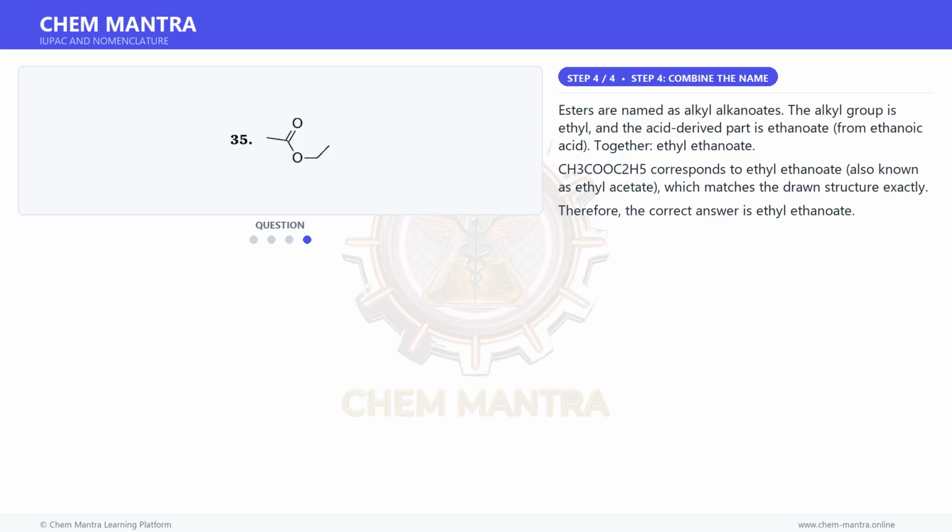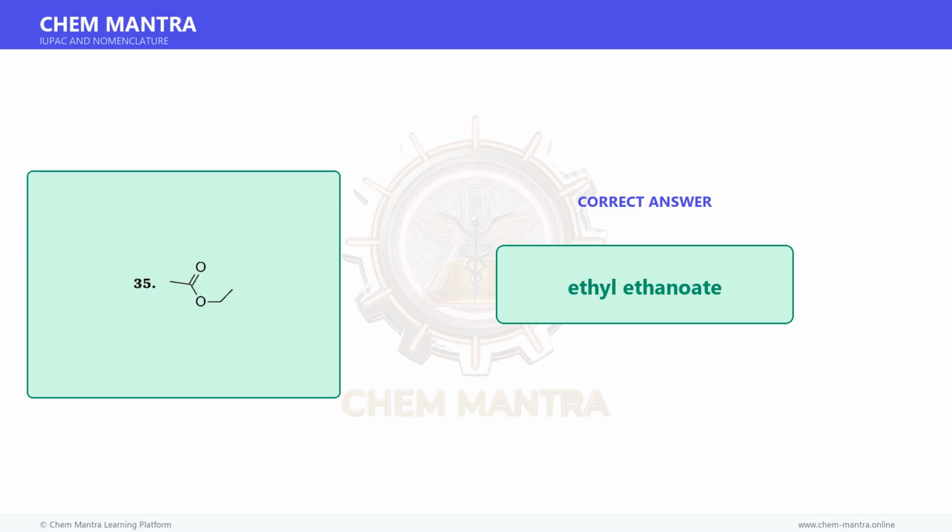CH3COOC2H5 corresponds to ethyl ethanoate, also known as ethyl acetate, which matches the drawn structure exactly. Therefore, the correct answer is ethyl ethanoate. The correct answer is shown on screen.